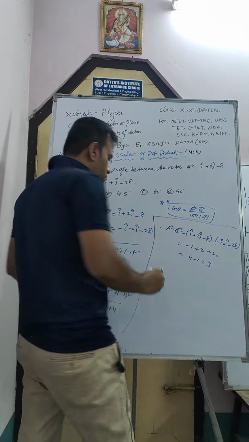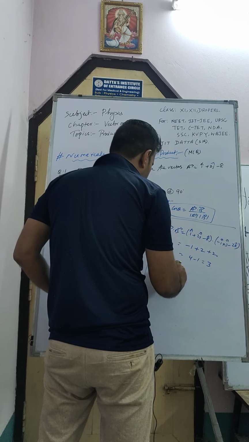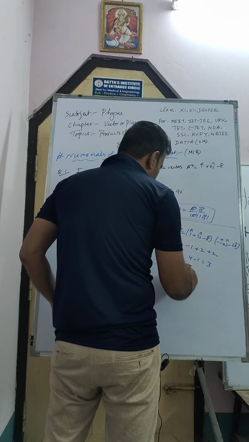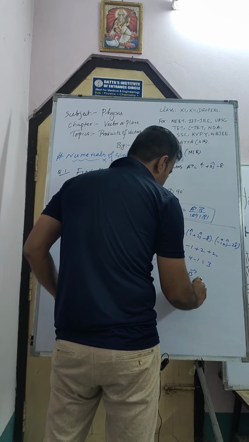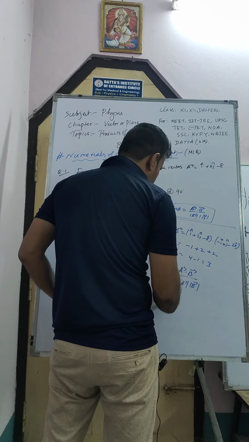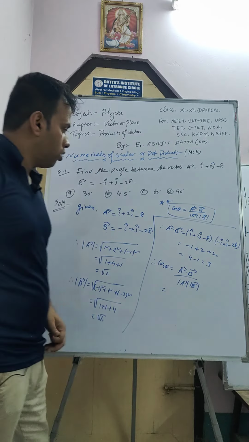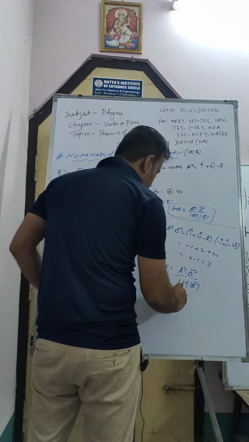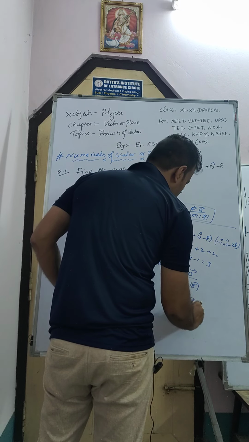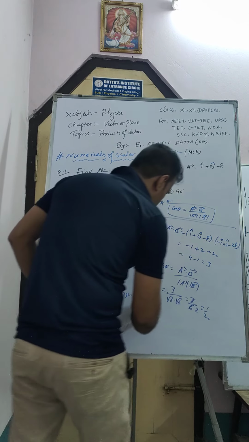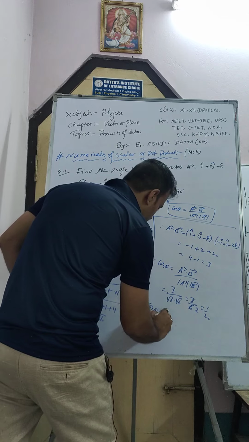Now the angle, how can I find the angle? Cos theta equals a vector dot b vector by mod a mod b, equal to what? A dot b is 3 and here it will be root 6 into root 6, that is 3 by 6, it will be 1 by 2. So cos theta is 1 by 2.